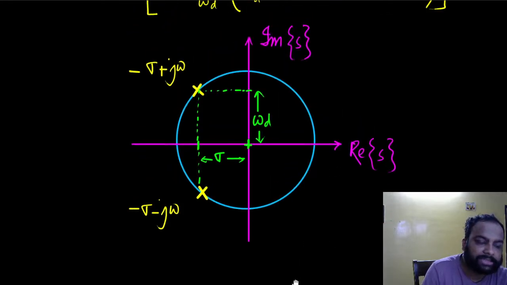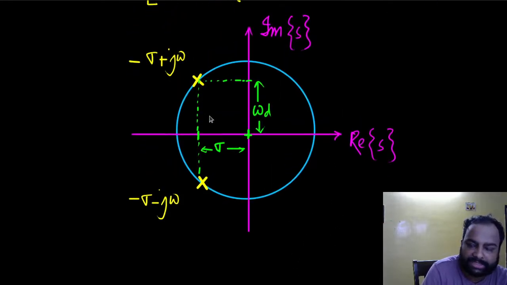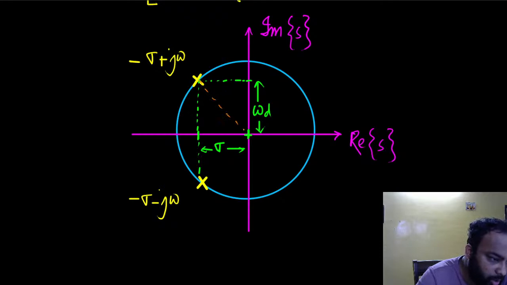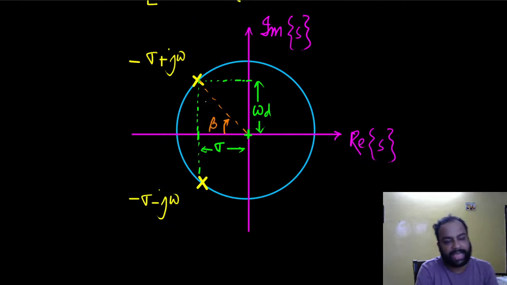Let's do certain simplification. Let's figure out the distance of the poles from the origin. Let's draw a line joining the origin and the poles, and let's consider this angle to be beta. We are just assuming things arbitrarily right now; you could call this theta, it won't matter. We are just trying to figure out the length here, this orange length.